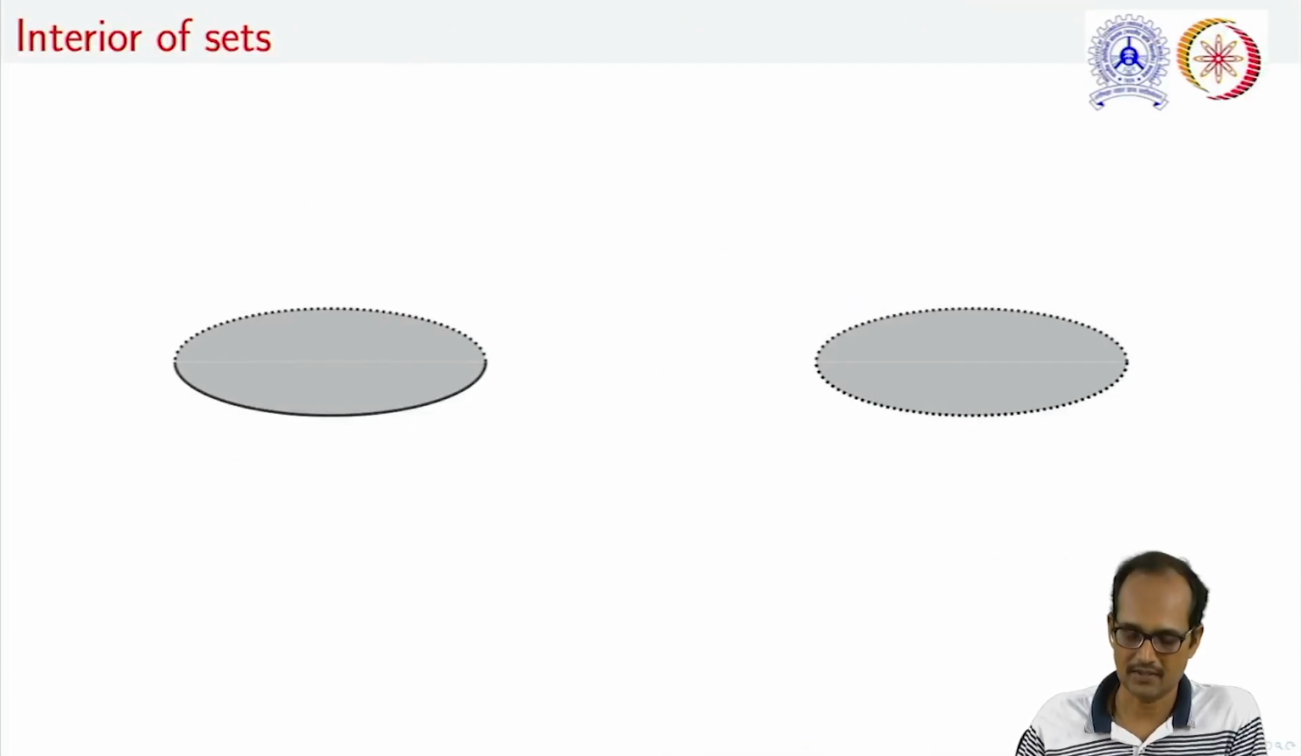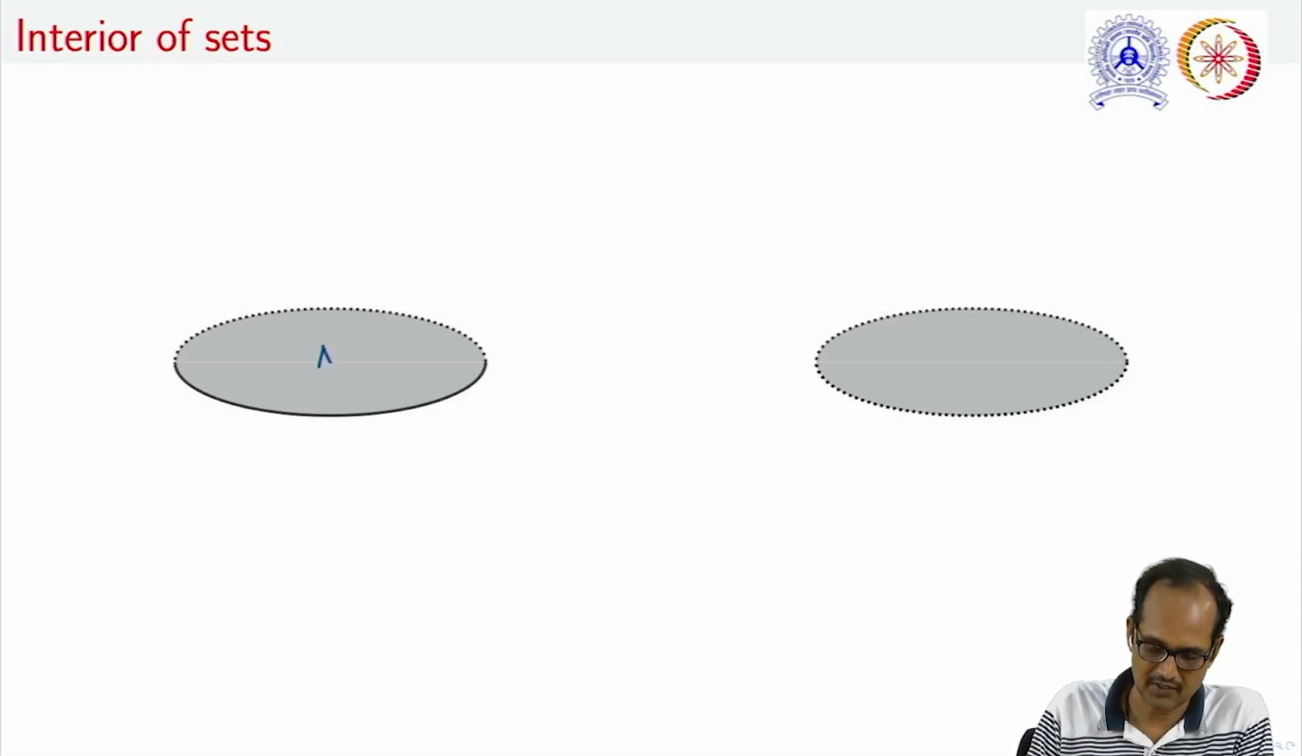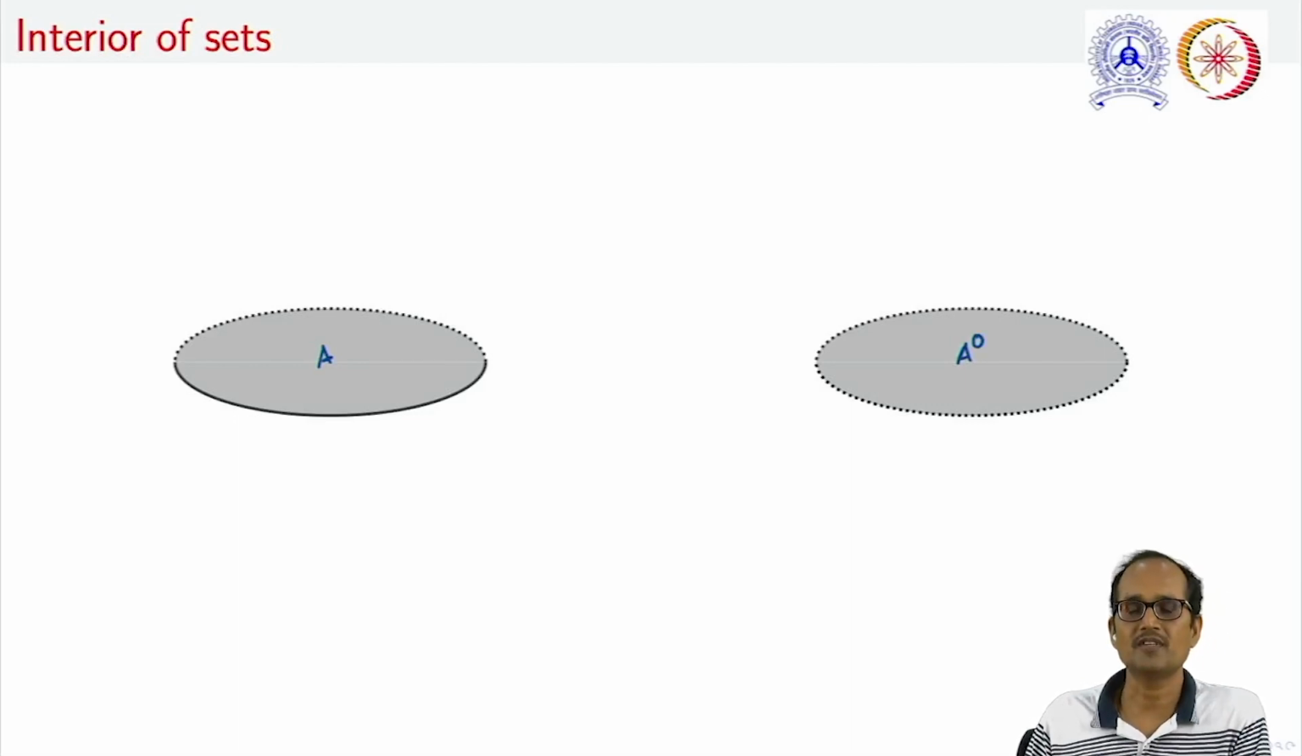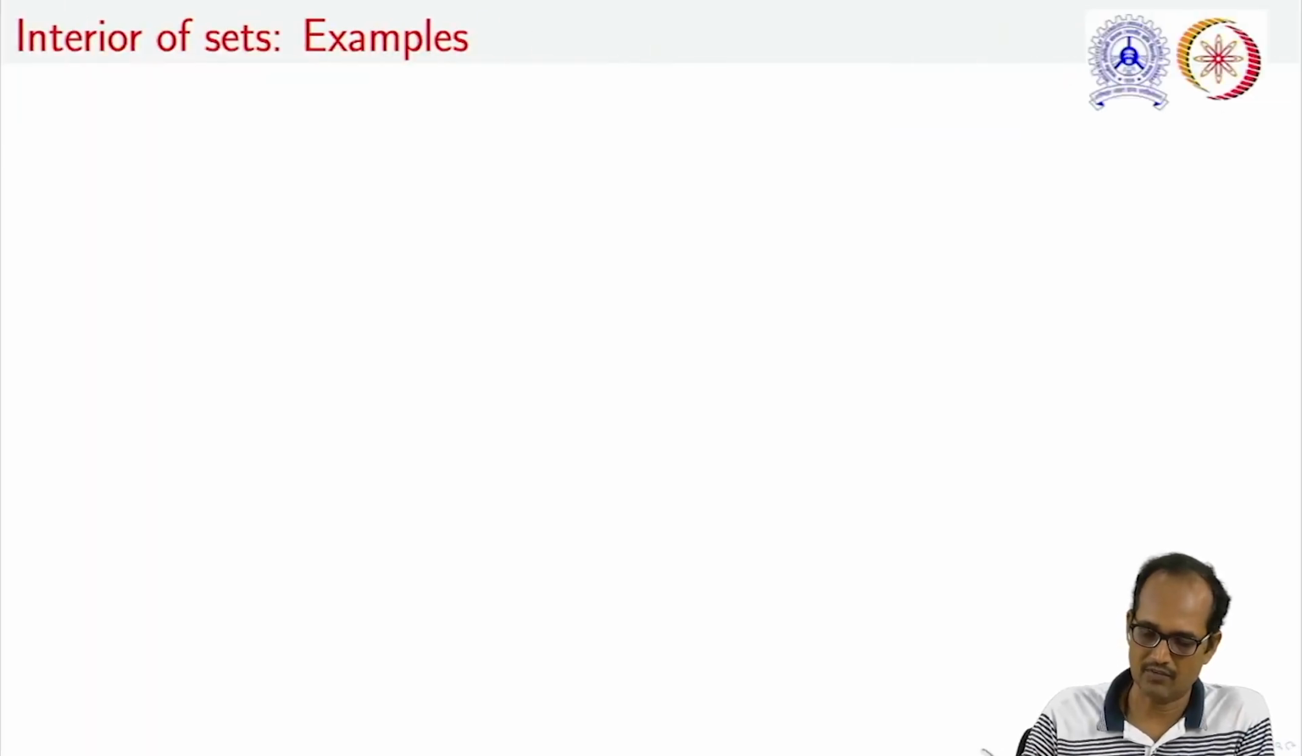Moving ahead, let us visualize the concept of interior of sets in R2. For example, if this is a set A, then the interior of A will look like this, that is, an open set contained in the set, and note that this is the largest open set inside A. Let us take some examples.